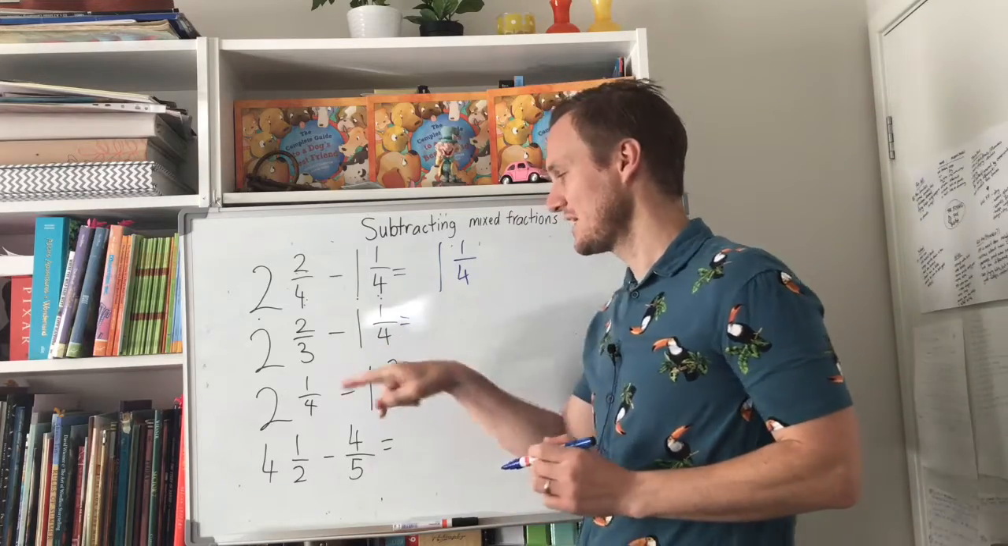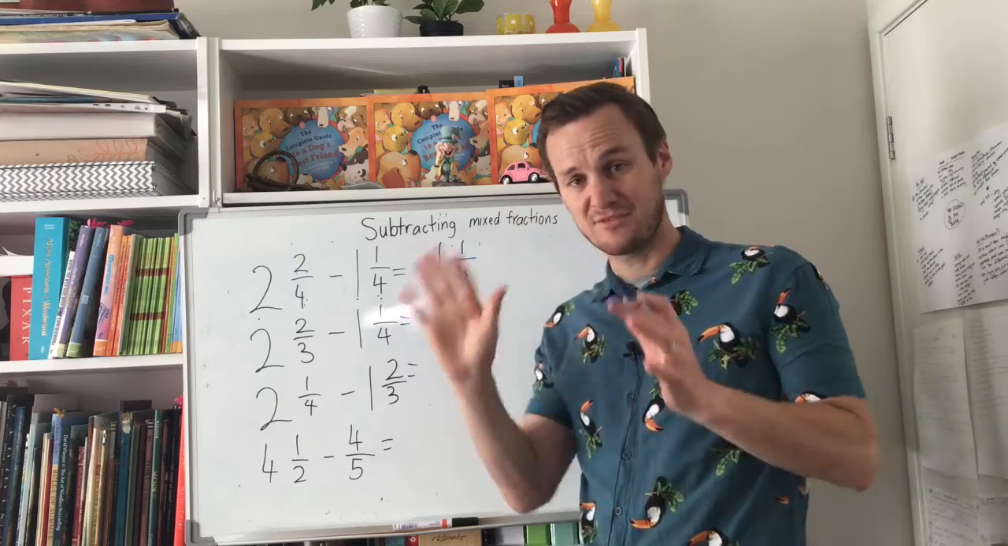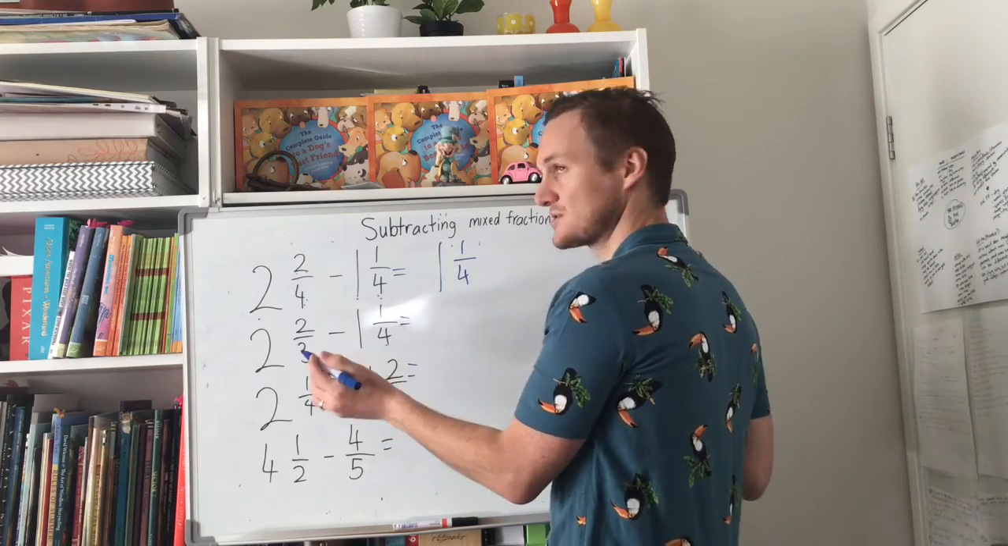The second one, the reason why we can't subtract this from the start is because the denominators are different. So the first thing we're going to do is make them the same. Now the common factor of 4 and 3 is 12.